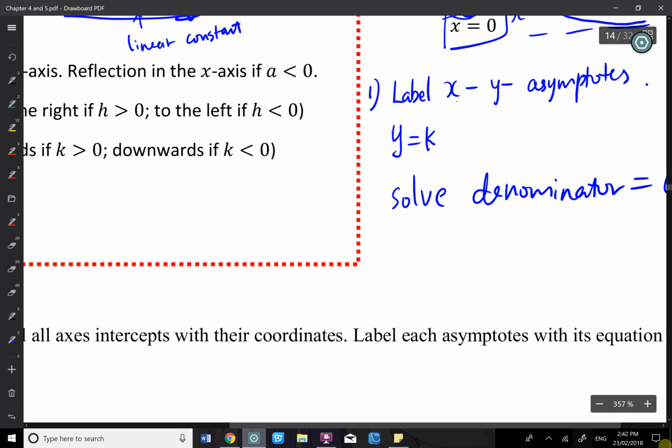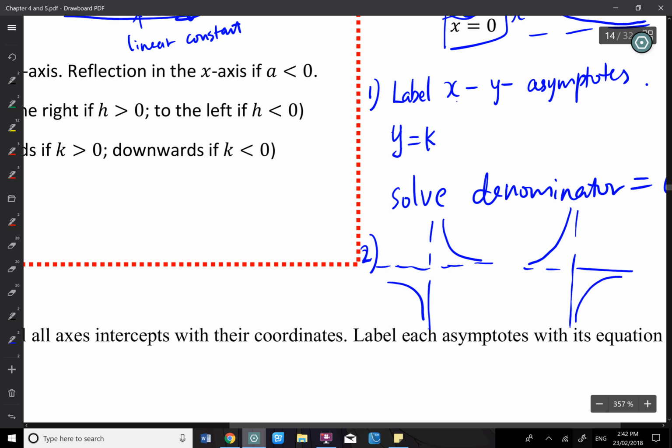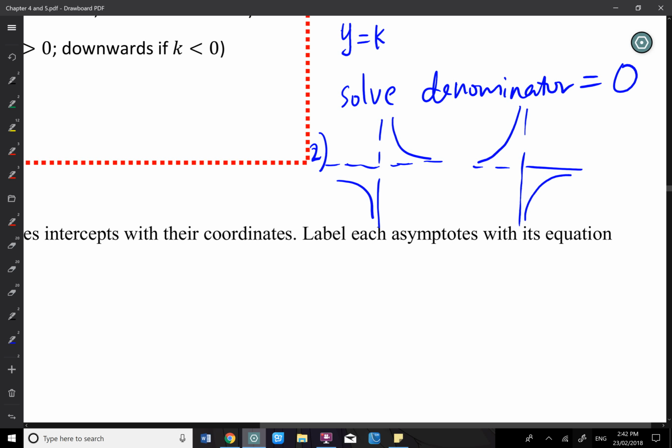The second step is very easy. You make sure where your two graph branches are. Your graph can only be in these quadrants. Well, it's not really the XY axes, it's the XY asymptotes. The quadrants are cut by your asymptotes, so the graph is either in the first and third, or the second and fourth. When it's in the first and third, a is greater than 0. When it's in the second and fourth, a needs to be less than 0.